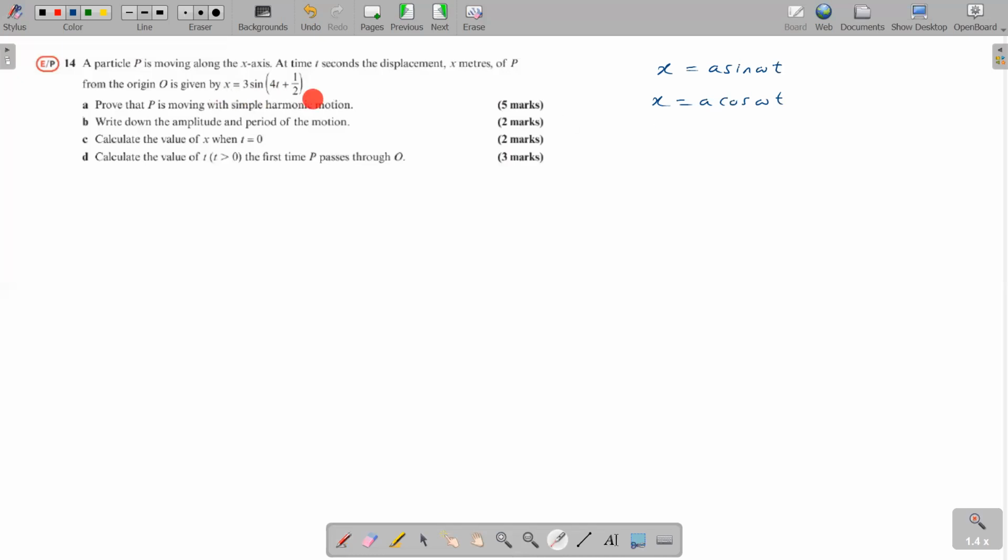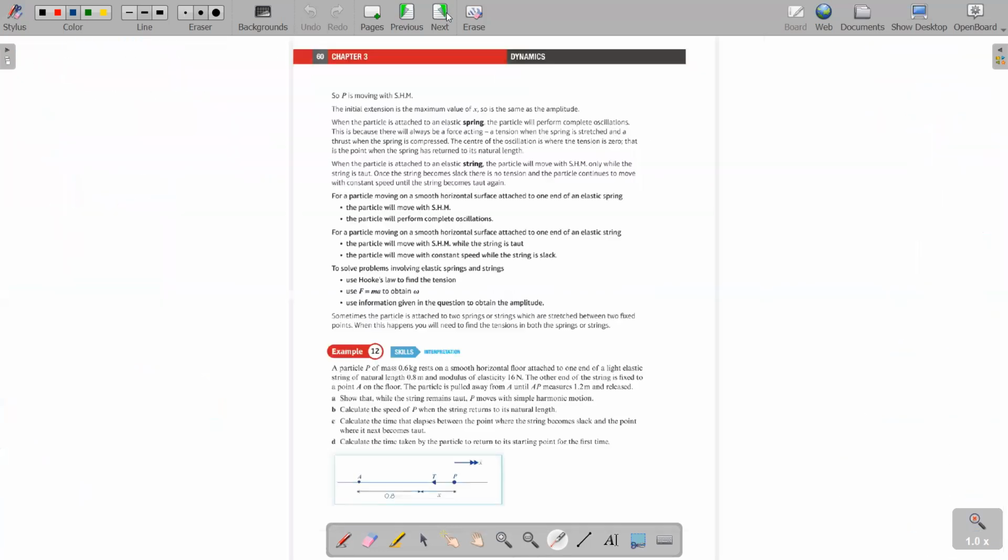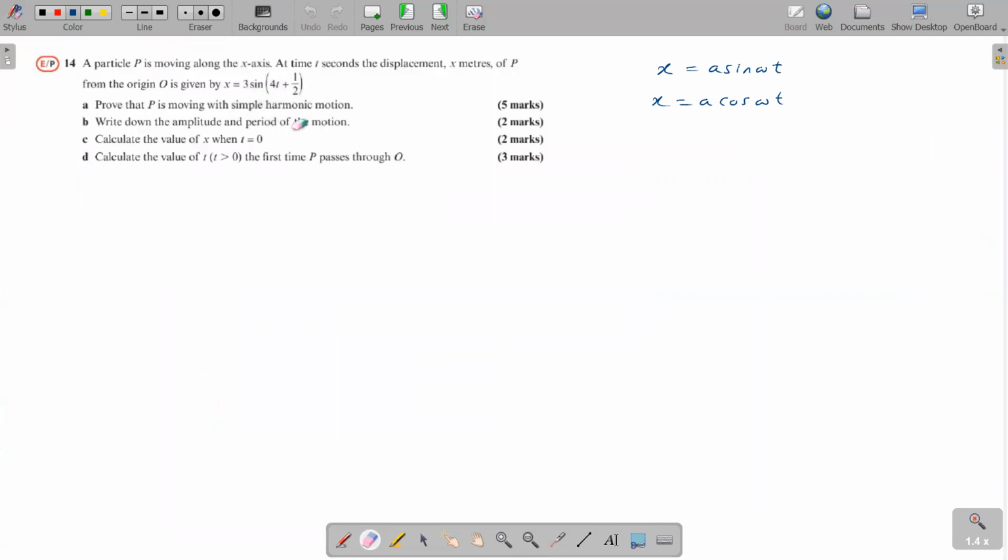So what does this look like? Remember that there was a third model which we rarely use. What was that? If P is at some other point when t is 0, use x equals a sine (omega t plus alpha). Can you see that we actually have this a sine (omega t plus alpha) here? So if you're starting at some other point, we have x equals a sine (omega t plus alpha). That's the format we're dealing with here.